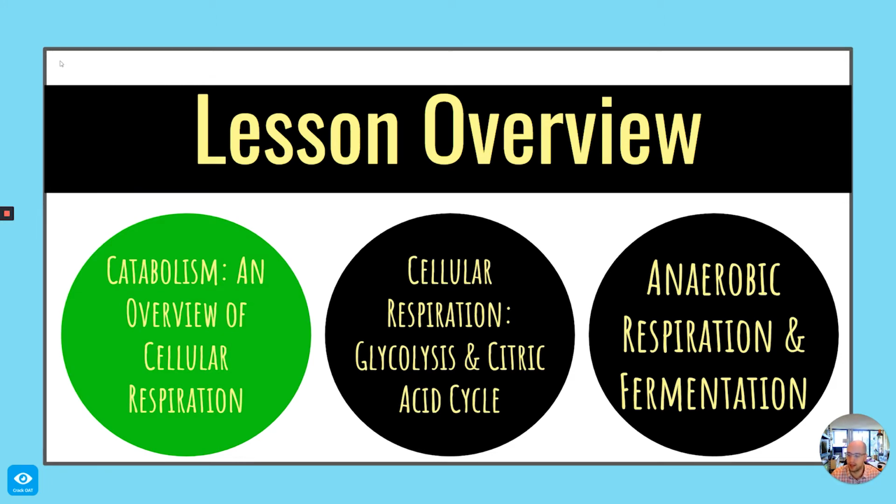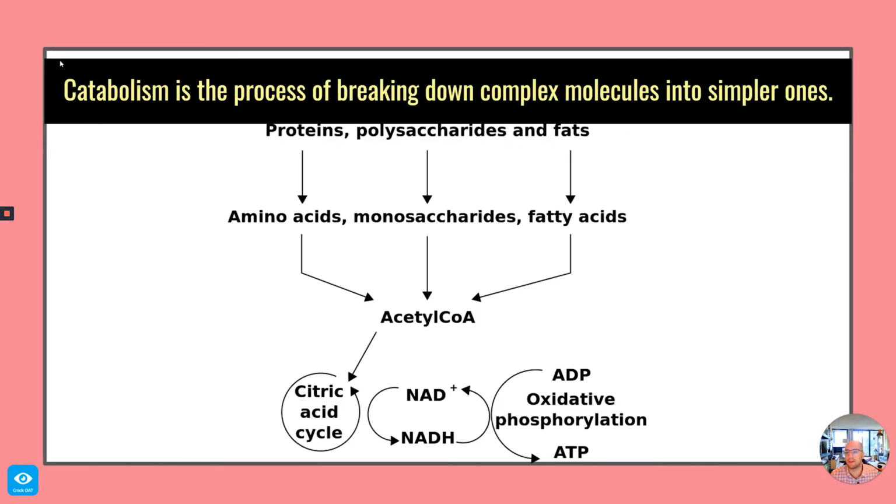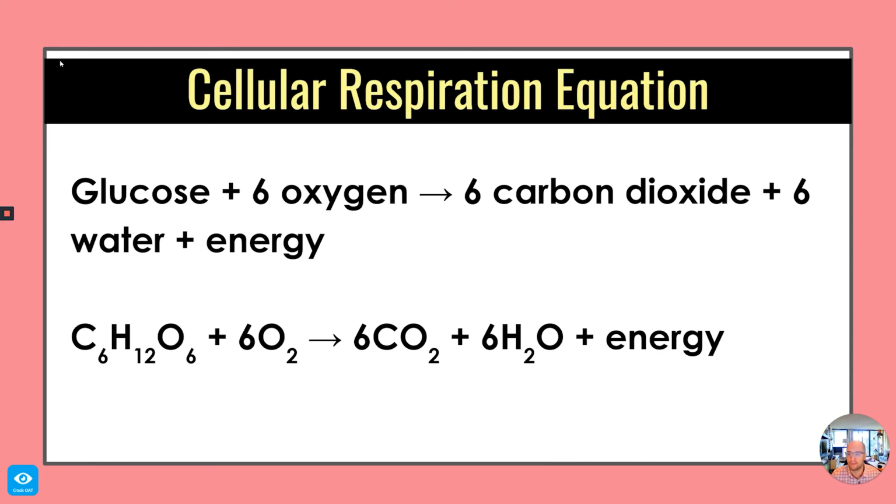So first, let's talk about catabolism. Catabolism is the process of breaking down complex molecules into simpler ones, taking proteins and turning them into amino acids, taking polysaccharides and turning them into monosaccharides, taking fats, turning those into fatty acids. All of these will feed into the citric acid cycle, and this will generate ATP for the cell.